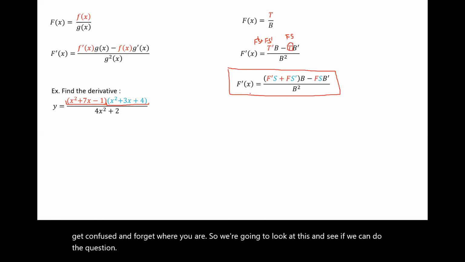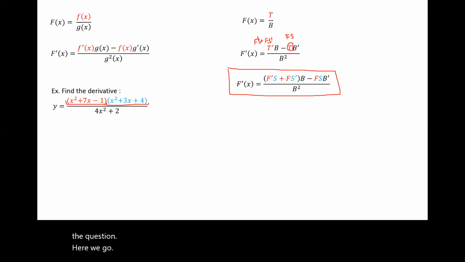Here we go. Derivative of first, 2x plus 7, times second. Write down x squared plus 3x plus 4. Plus first, x squared plus 7x minus 1, derivative of second, 2x plus 3. Maybe I should write it down here, and then we'll write it nicely later on.